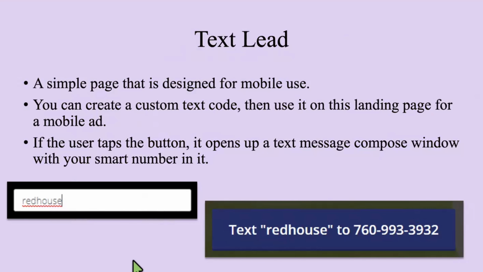Now you have the text lead, which is really for your phone, mobile use. You'll create a custom text code. When they go to this landing page, they'll text that code to whatever number, and then you'll be able to start sending them text messages automatically that you can set up using your smart campaigns, and you'll be able to communicate with them via text.